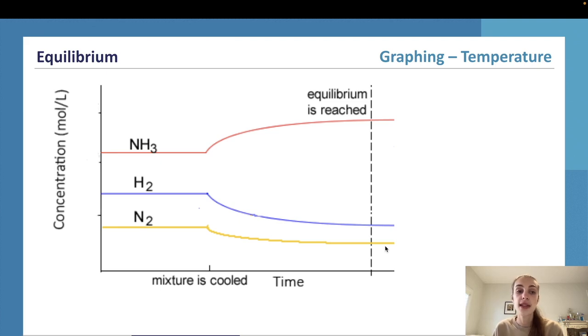And if we're to look at this in terms of a concentration time graph, we can see that because it is an exothermic reaction, if we're to cool the system, so be taking heat out of the system, we're going to produce more products because it's an exothermic reaction, so heat is like a product. And then we're going to produce less of the reactants because reactants will be used up in order to make the products.